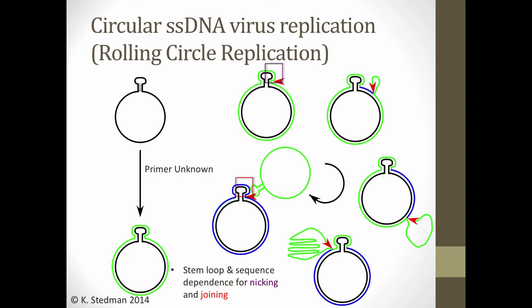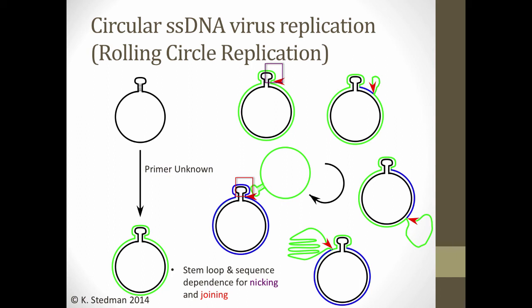All right, so graphical representation of rolling circle replication, which is our second distinct single-stranded DNA replication method today. So here's our infecting single-stranded DNA virus. Here is a stem loop, which is the origin of replication. Somehow, in cells, this single-stranded DNA is converted to double-stranded DNA. So now this form here can serve as a template for transcription, or we can make more genomes.